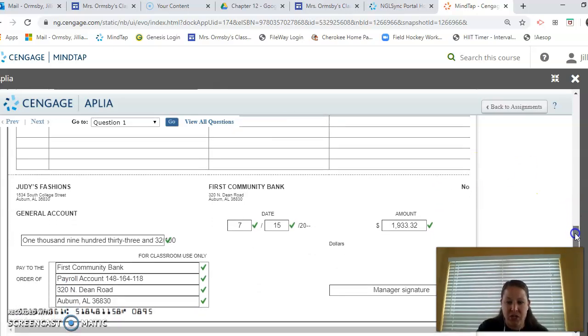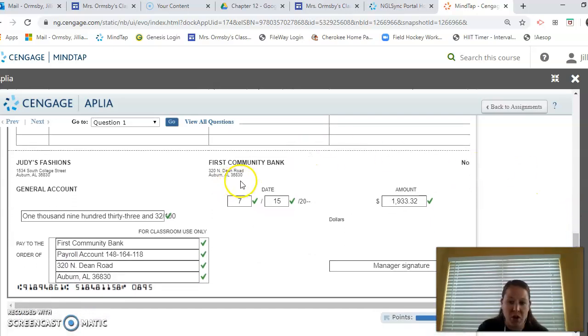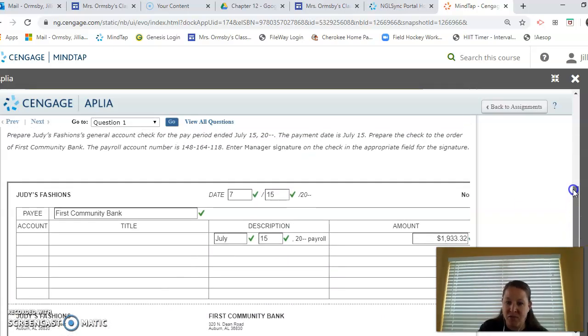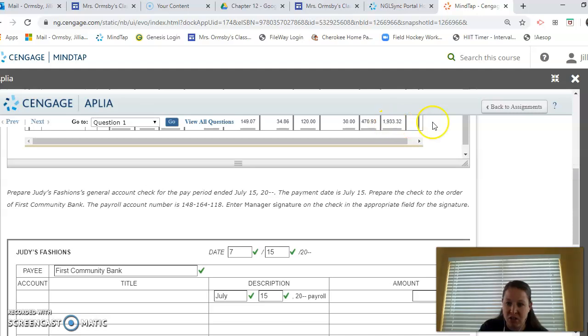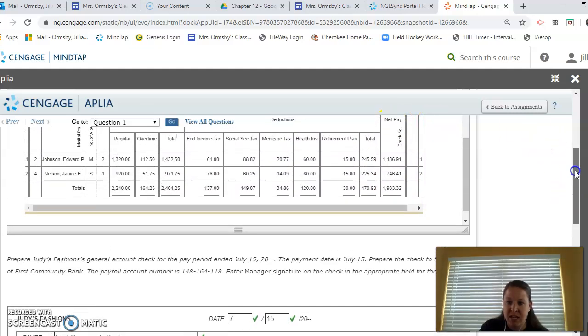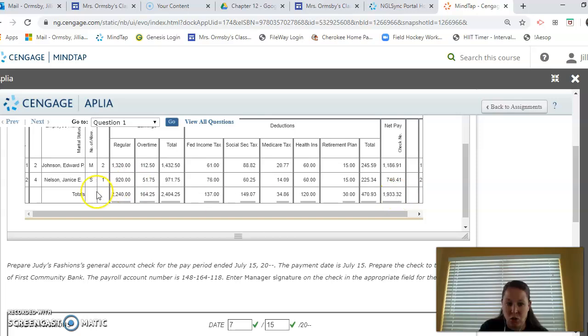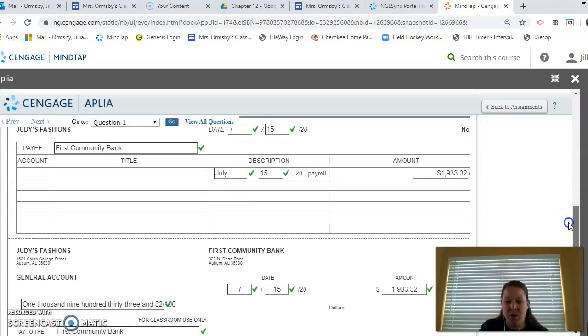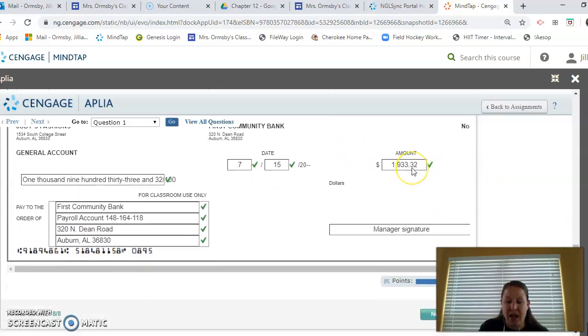Our next step is to issue the actual check. So we are going to put the date, 7/15, and the total amount of net pay, $1,933.32. Again, that comes from up here, the payroll register, the total. I'll slide up so you can see it's the total net pay. Okay, that's a question I get a lot. So we are spelling it out in numbers and then in words, so 1,933 and 32 over 100.